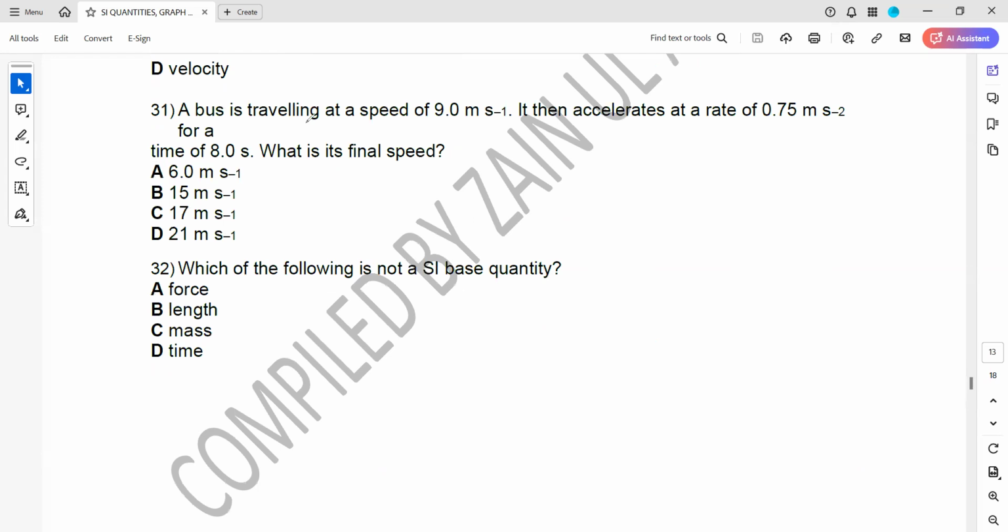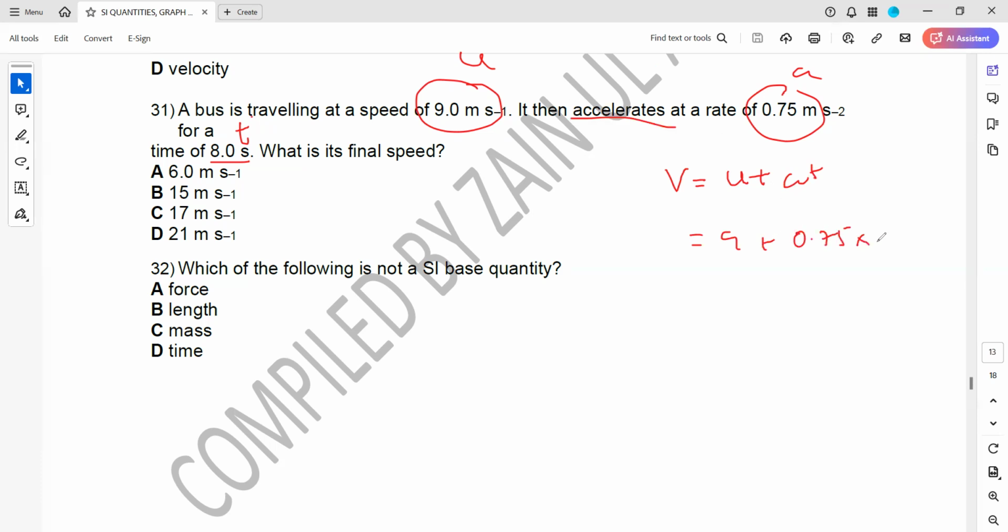A bus is traveling at a speed of 9. So that's the starting speed. It then accelerates for 8 seconds. What is the final speed? We use the first equation of motion, v equals u plus at. The initial speed is 9. It is accelerating, so we take positive 0.75, and it accelerated for 8 seconds. So it will be 9 plus 0.75 multiplied by 8. That will give us the final speed of the bus.